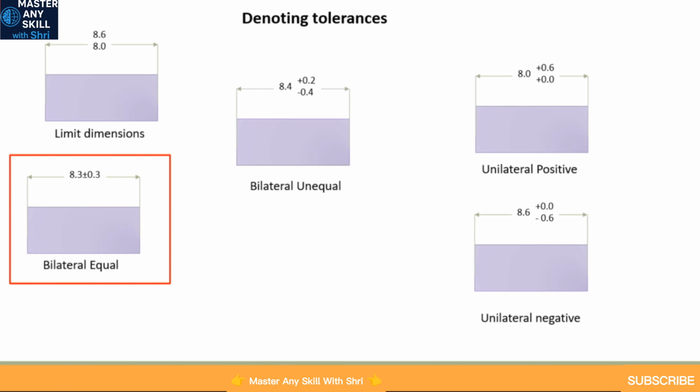The most standard way of representing tolerances, however, is bilateral equal, that is having a nominal dimension and an equally disposed tolerance on the upper side and lower side. So 8.3 plus or minus 0.3. This is useful especially when we are analyzing the tolerances. When we analyze the tolerances, we generally want to convert all of the limits for specific dimensions into bilateral equal and then analyze them afterwards.